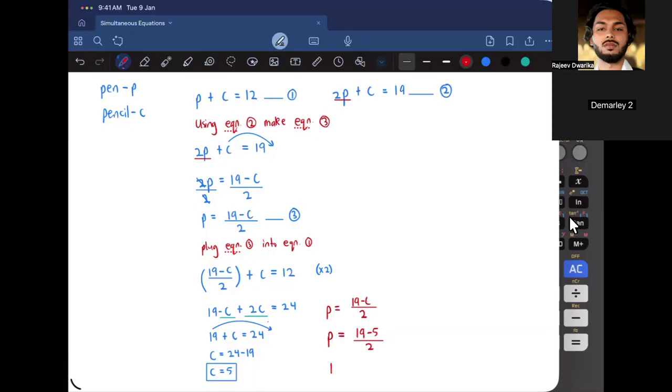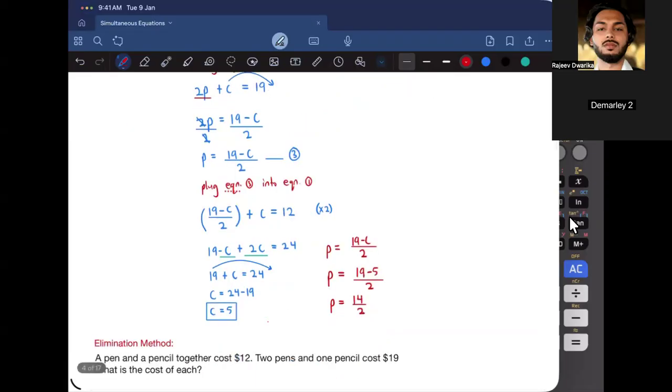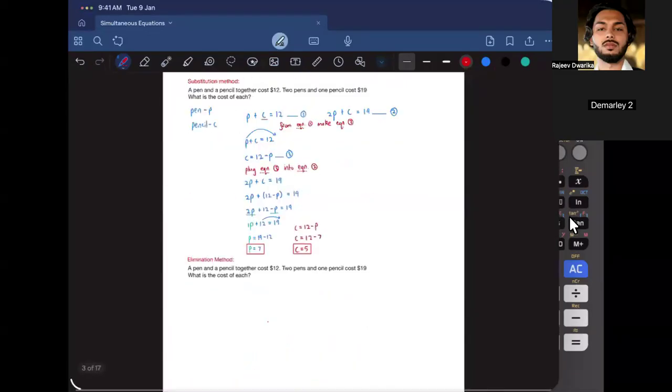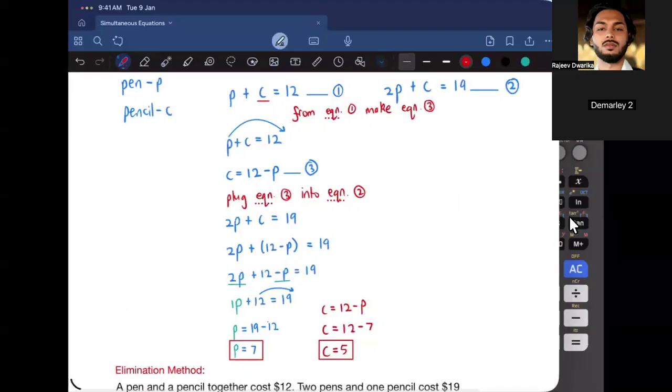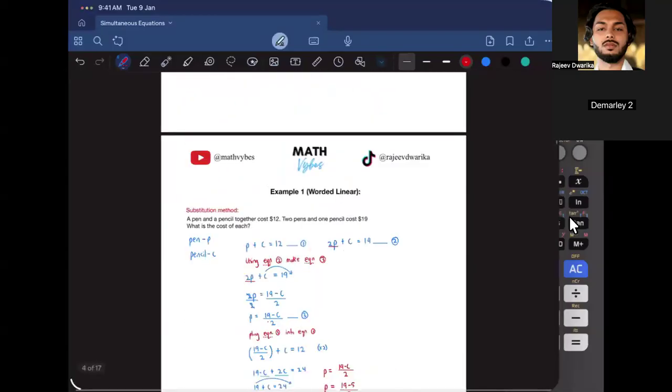What is 19 minus 5? That's 14. You cannot jump ahead there, right? Because 14 over 2 is 7. So P is equal to 7. So let me ask you a question. Is that the same answer we got when we did it last time? Yes. So let me recap, right?